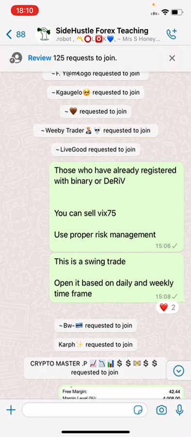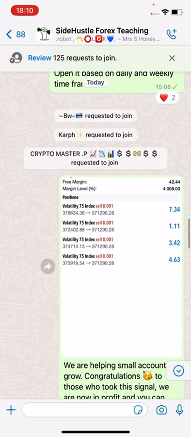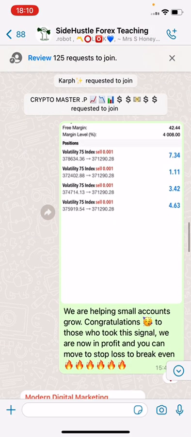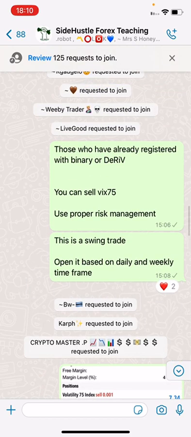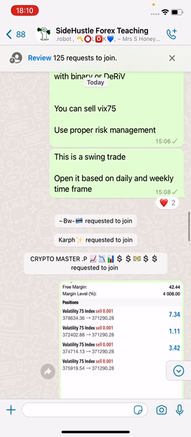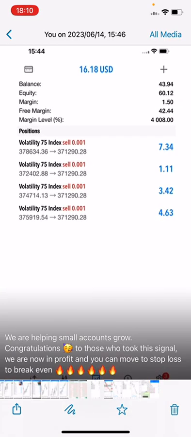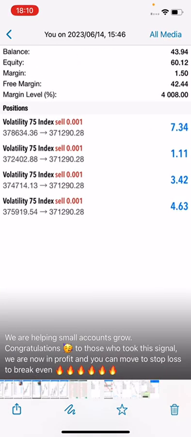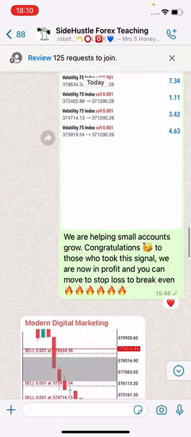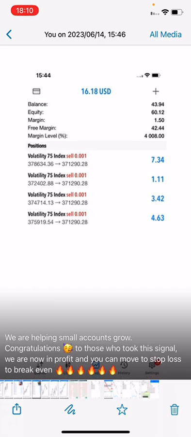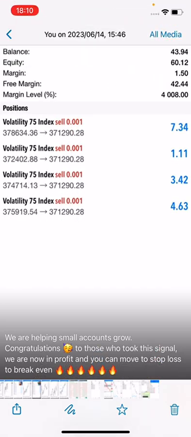So now let's check the overall results and performance since we gave the signal. If you can check from the time we gave the signal, this was the current profit at the time when it was running. But this also is the minimum lot size. So some people may use a bigger lot size.